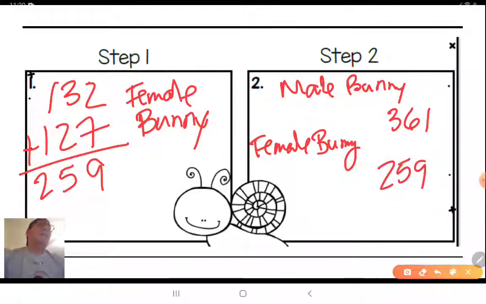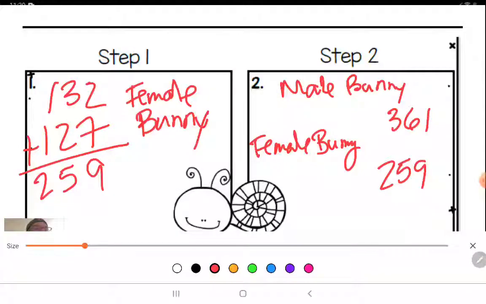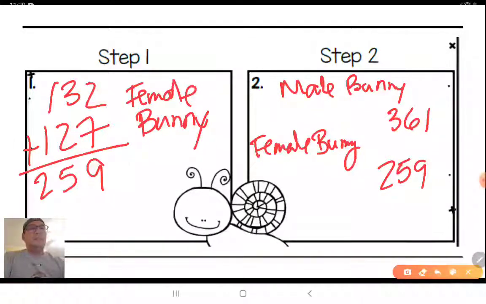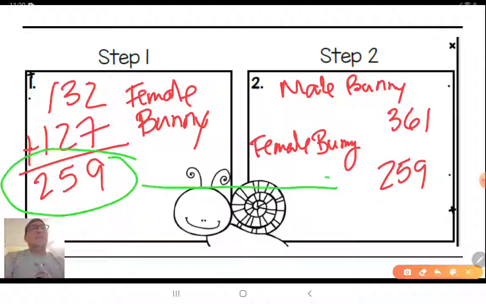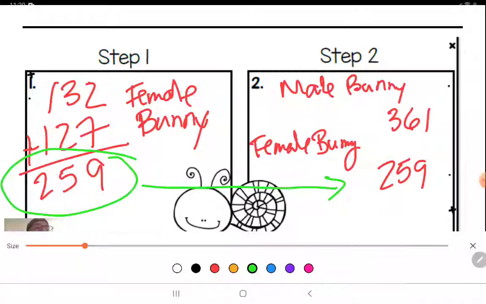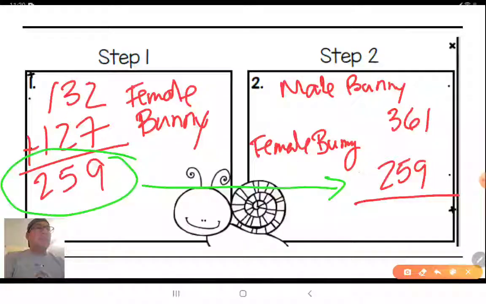Right. And my second step, now that I know what the female bunny ate, is pretty much plugging it in from here to here. In order for me to find the difference in this question, step 2, I need to subtract, right? So I am subtracting what the female bunny ate from what the male bunny ate, which is right here. Male and the female. So let's go ahead and do the subtraction.